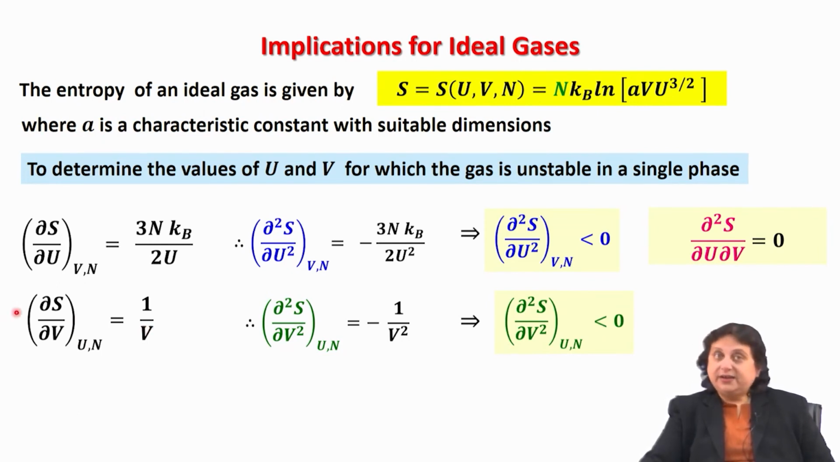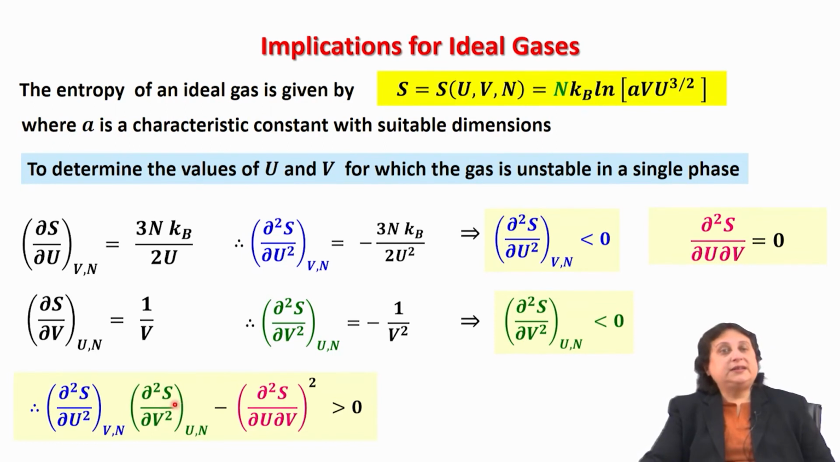Once again, the second derivative as evaluated like this in the reverse order will be found to be equal to 0. Therefore, I can write down that both these terms are negative. So, their product must be positive and this quantity is 0. Therefore, the stability condition as expressed by the evaluation of these partial derivatives must give me a positive number.